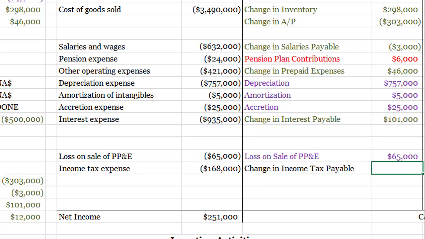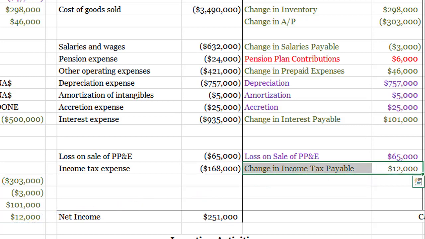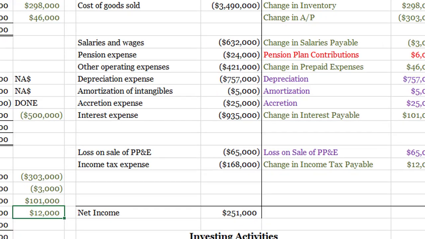So our cash paid for taxes will be less than the income tax expense because we're holding back, not going to send the check to Uncle Sam until April 15th of this coming year. So we have more cash on hand at the moment.